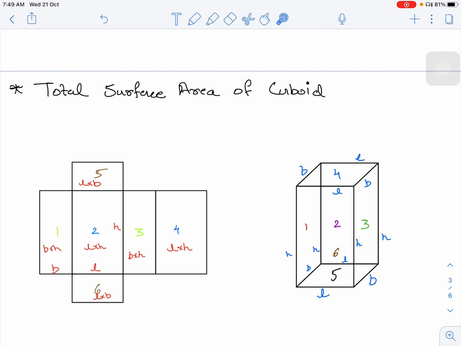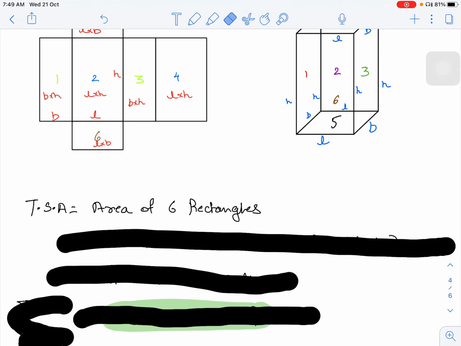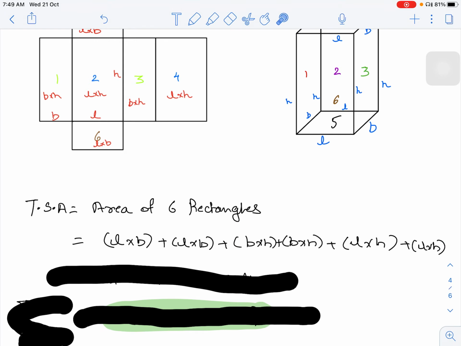Now if you want to find the total surface area, we sum up the areas of these four rectangles along with the fifth and sixth, that is the top and bottom. When we add up all these areas, we get the surface area, or total surface area. So what is the total surface area of a cuboid? It is the area of these six rectangles. Let us see what the area of these six rectangles is.